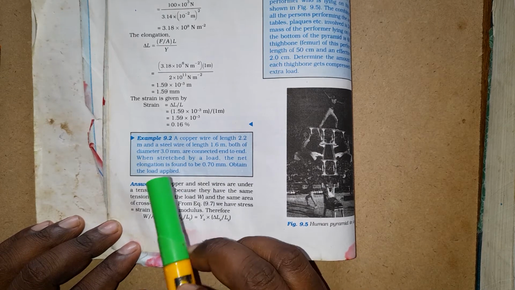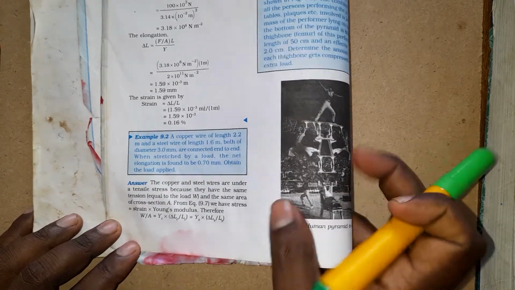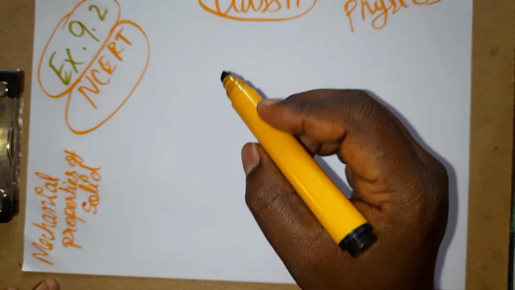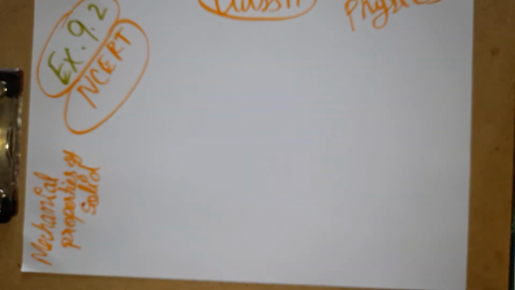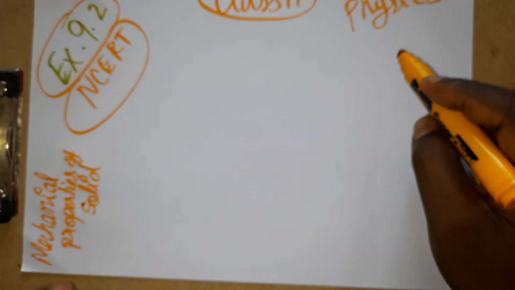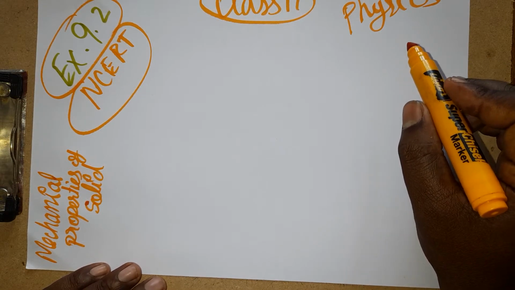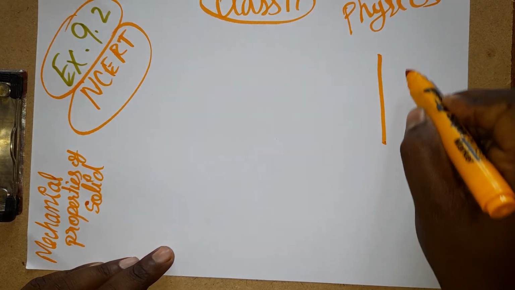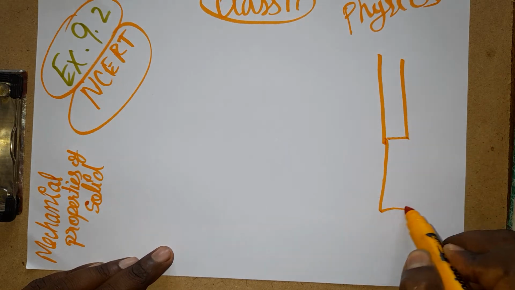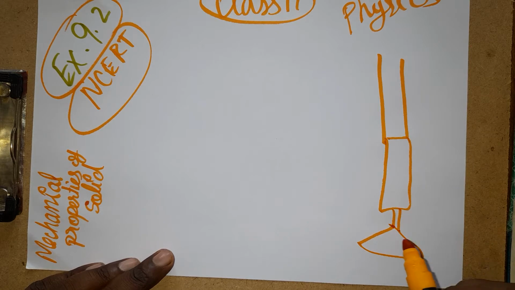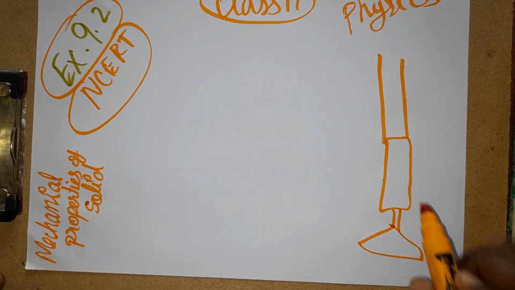Now I am going to teach you how to solve this problem. Actually, in the question they have given some data. See here, a copper wire and a steel wire, two wires they are using. Both are connected end to end, like this. They are adding some load here, and they asked what is the load added here.